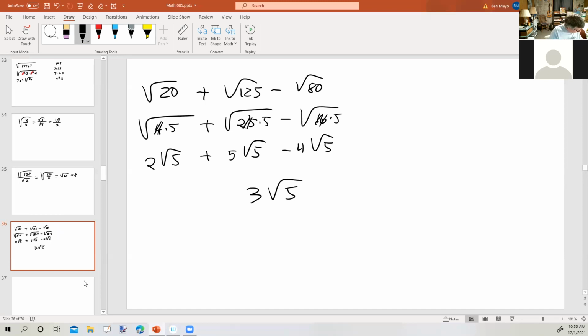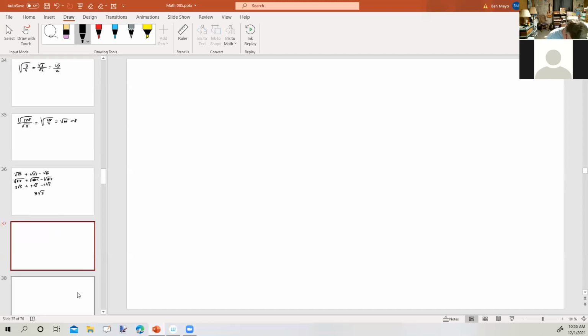Okay, let's see. That takes us to 9.5, solving radical equations. Okay, so let's say we have an equation containing 1 square root. Just like with absolute value equations, we want to isolate the radical. This problem has the square root already isolated.